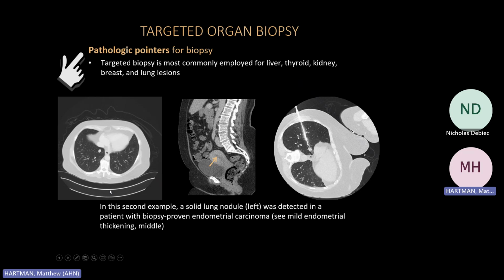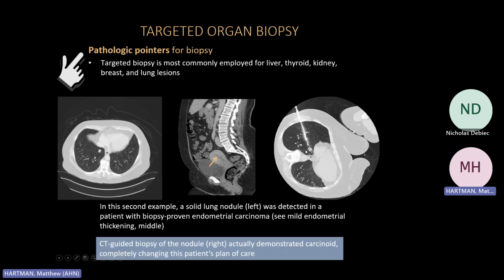Another very interesting case, this patient had a lung nodule, had endometrial thickening, known carcinoma, and the question was, is this metastatic or not? That's going to change everything. Take the sample. We're, of course, going to use CT for these biopsies, and it ended up being carcinoid, completely changing the patient's care.